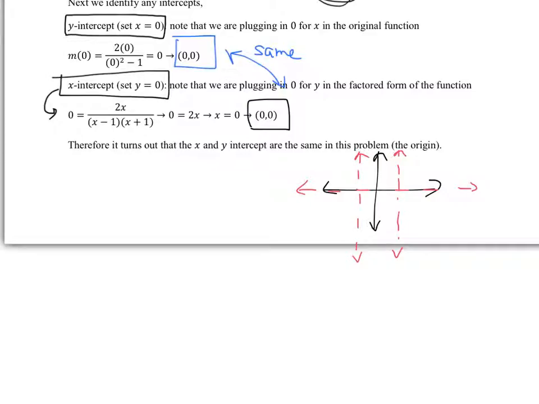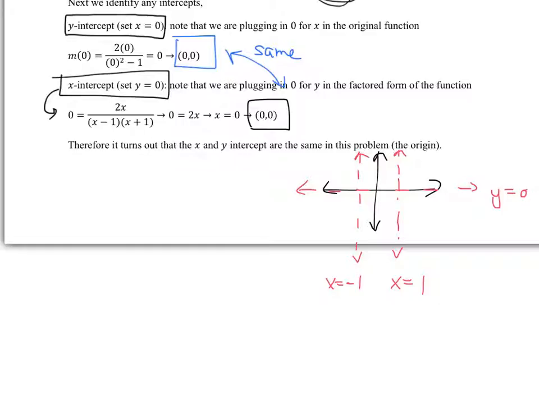So the red lines are all asymptotes. One is at negative 1, one is at positive 1. So this is the asymptote x equals negative 1. This is the asymptote x equals positive 1. This is the asymptote y equals 0, the red horizontal asymptote that's overlaying the x-axis.